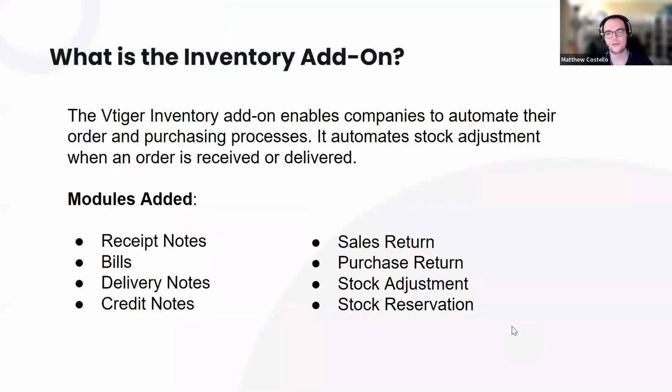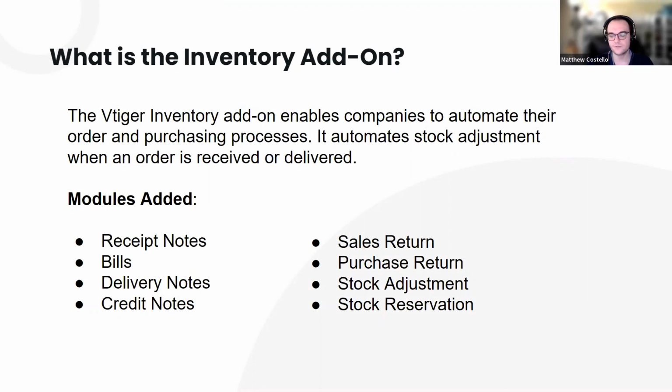So what is the inventory add-on? It enables companies to automate their order and purchasing processes. It automates stock adjustment when an order is received or delivered. Now this actually adds 8 new modules to the system once you download it, and it is available in the add-on store in the system.